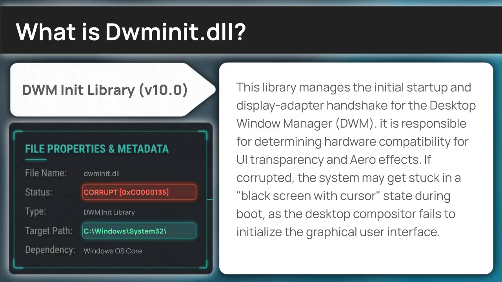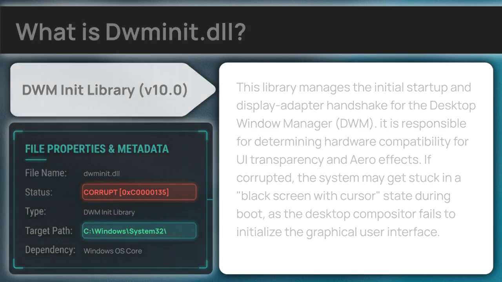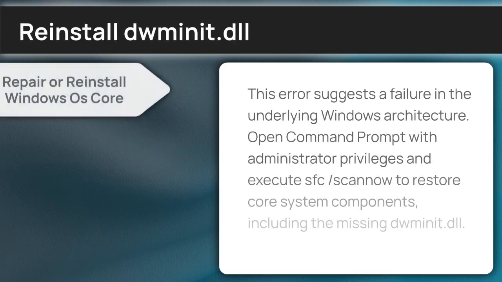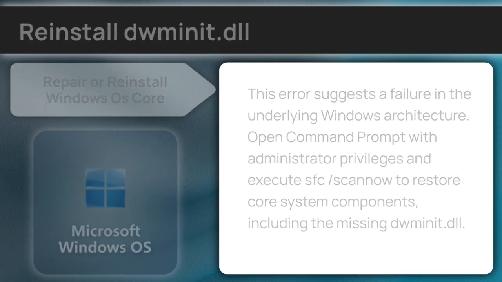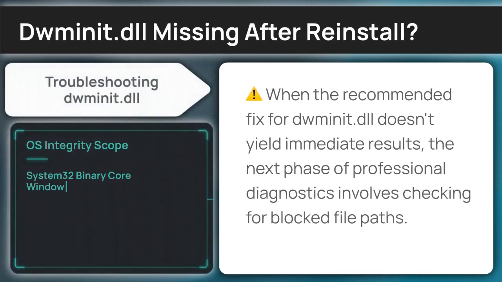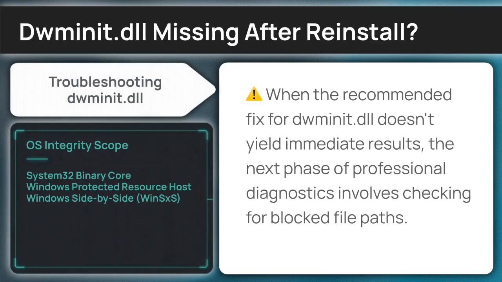Since we've covered what this file is, let's move to the primary fix. This error suggests a failure in the underlying Windows architecture. Open command prompt with administrator privileges and execute sfc /scannow to restore core system components, including the missing DWM Initialization Library DLL.